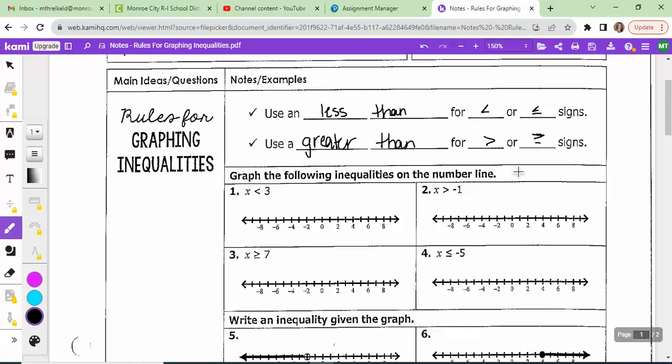Yes. So when we go to graph these, if it has an equal to, what kind of circle do we use when we plot it? Open or closed? Equal to gets a closed circle. If it's just the less than or greater than, it will have an open circle when we look at our graph.